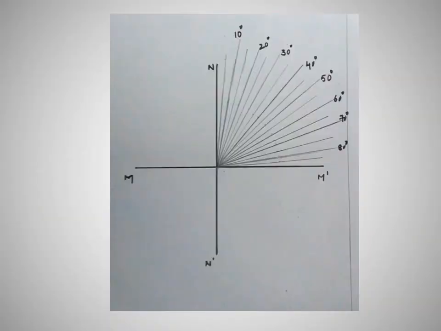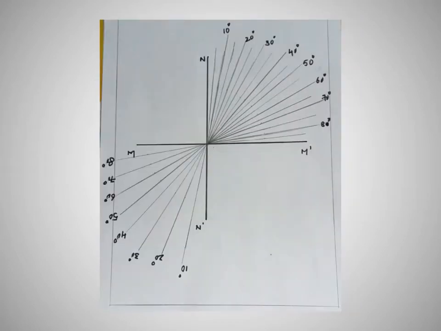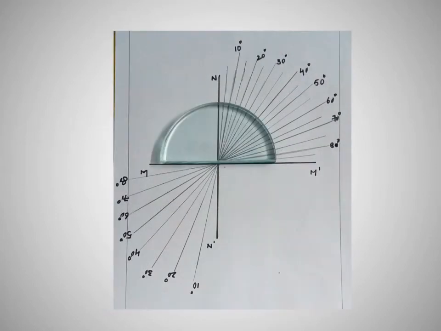Take a white paper, draw two perpendicular lines, name them as N dash, M dash, and on the one sector you mark all the angles from 10 to 80 degrees. In the sector M to N dash, similarly what you have done for N to M dash, you have to mark all the angles from 10 to 80 degrees. Now place the semicircular glass disc on the interface MM dash.